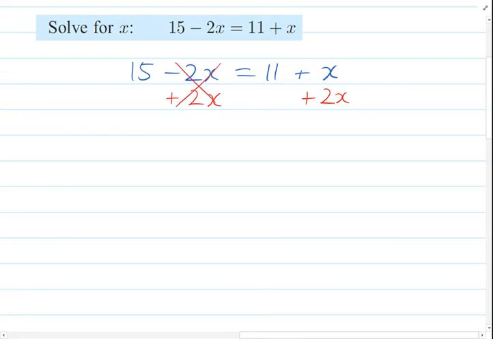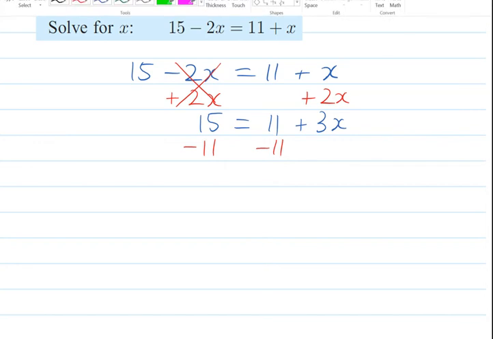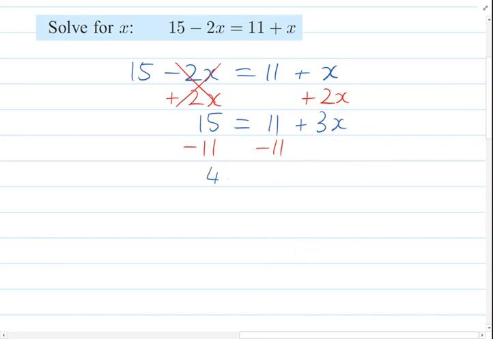So on this side, the 2x's add to 0, they've gone, and we're left with just 15. And on the other side, we still have the 11, but now we've added these x terms together, we have plus 3x. So I want to get x by itself, so I'm going to subtract 11 from both sides. So I've got 4 left on this side, and I've got 3x on this side.